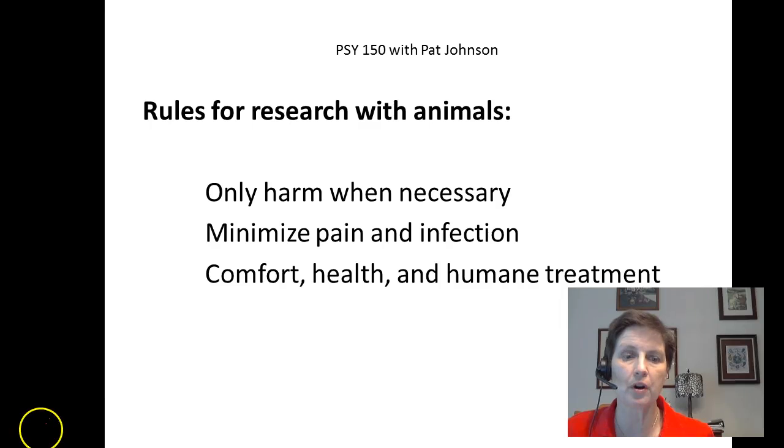So those are the rules for both ethical treatment of animals and humans in psychological research.